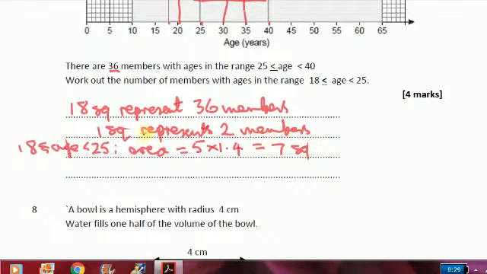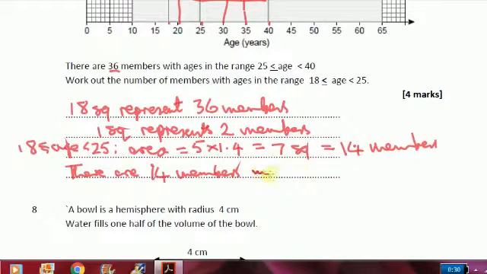squares exactly. So if 1 square represents 2 members, then 7 squares will represent 7 times 2, 14 members. Because frequency is proportional to the area of each bar. So we could say there are 14 members in the range 18 to 25. And we move on to number 8.